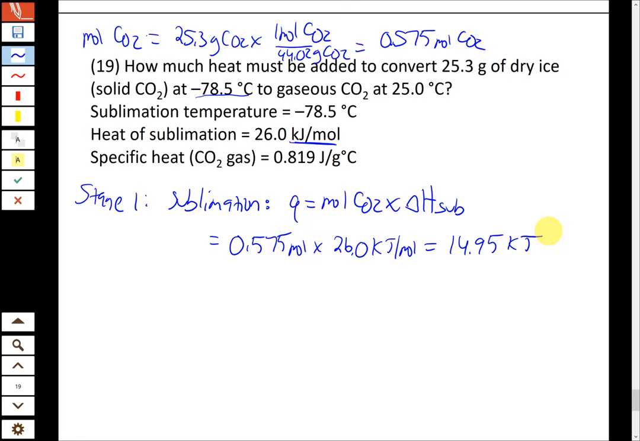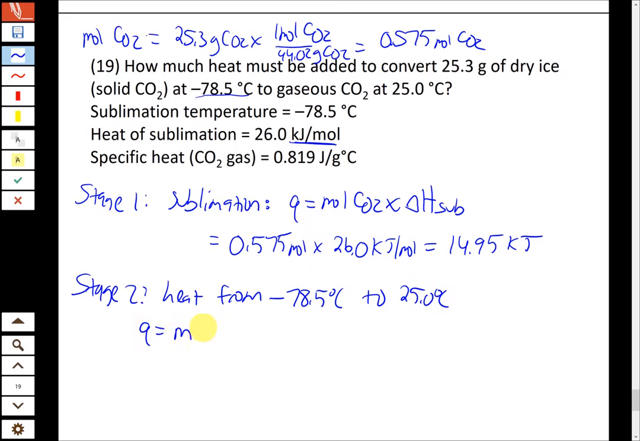And then once it's converted into gaseous CO2, we're going to warm it up to 25 degrees Celsius. Whenever we're warming a substance, that's where we use what we learned in chapter 7. The heat for that process, stage 2 as I'll call it here, is heating it from the temperature that it sublimed at, minus 78.5, to the final temperature of 25 degrees Celsius. When you're heating a substance, Q is equal to MC delta T.